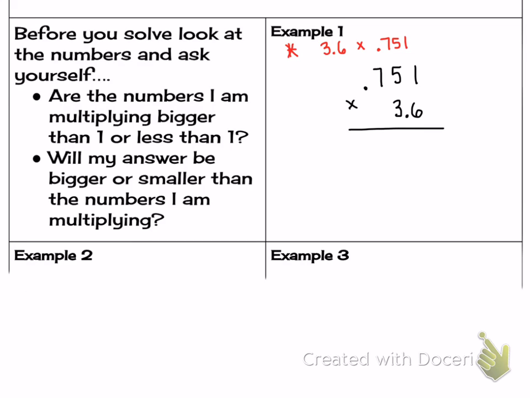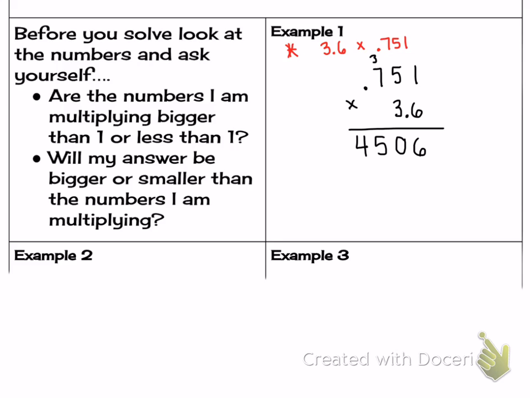Step 2 says to multiply using the standard algorithm. 6 times 1 is 6. 6 times 5 is 30. Carry the 3. 6 times 7 is 42, plus 3 is 45.